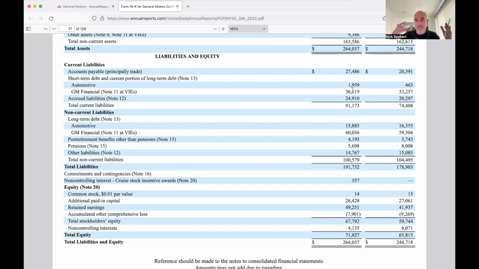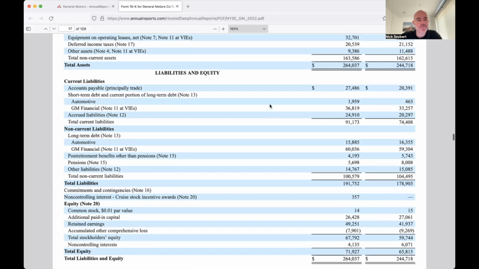So for Apple, I had to do the same thing. I had to go through and find all these different line items and then subtotal it all together to find out what the debt is. And so you would have to do that yourself manually if you were doing this for your own company that you're focused on.